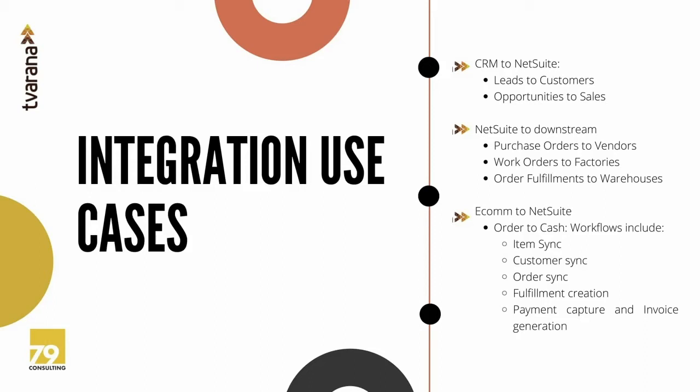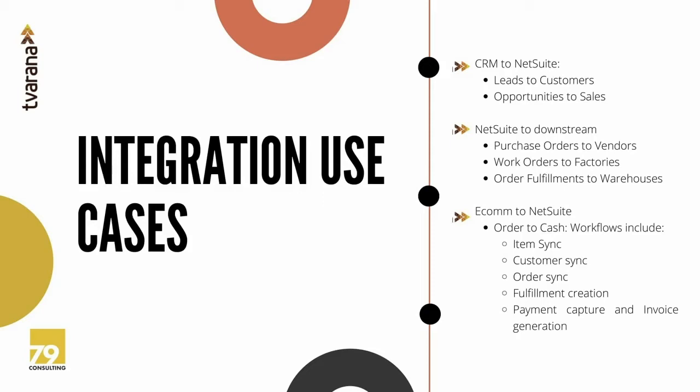And another set that we usually come across is e-commerce to NetSuite, which is the integration of the order to cash cycle. This probably qualifies for a webinar on its own, but I'll give you a little intro about that. So we have experience automating the entire order to cash flow with zero or negligible manual intervention. Typical integration flows include item sync, customer sync, order sync, fulfillment creation, payment capture, and invoice generation. All of this can be accomplished via defined schedules or event triggers.